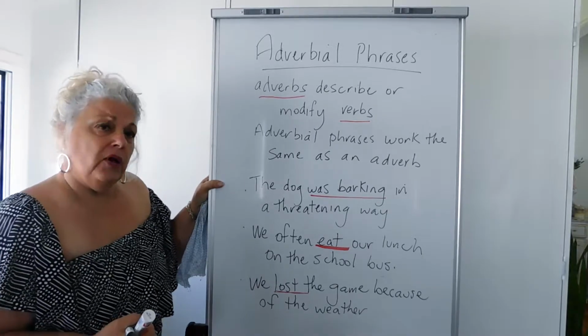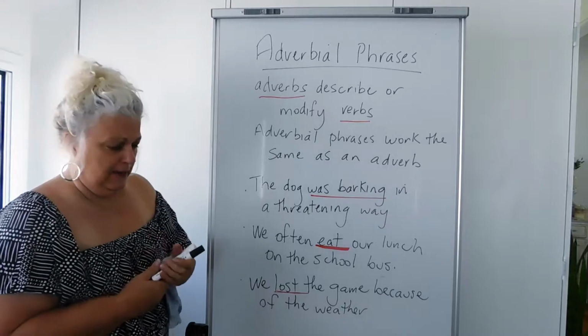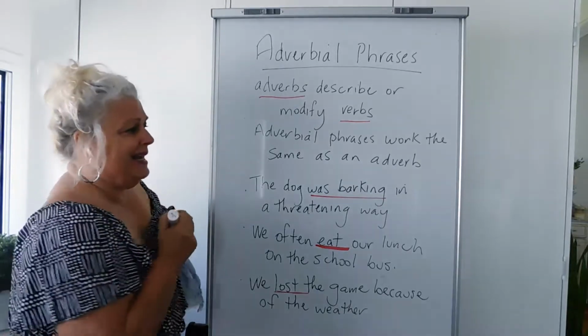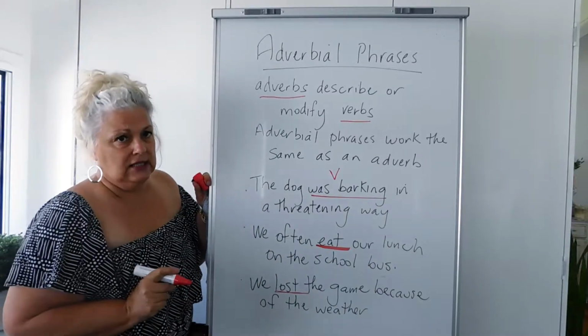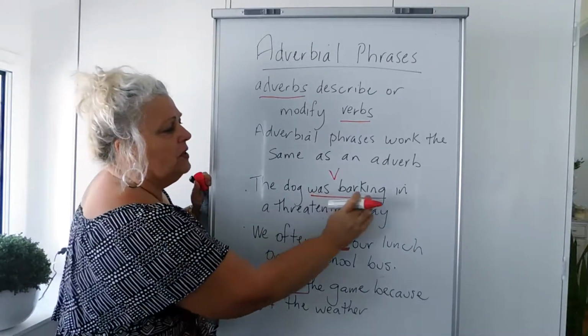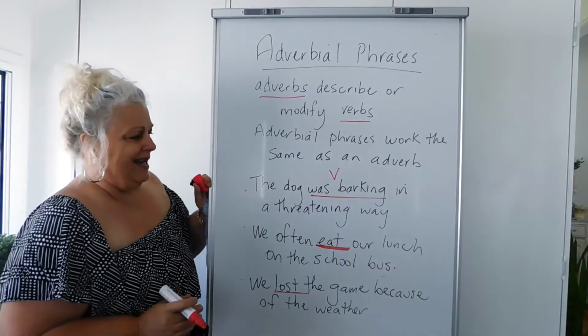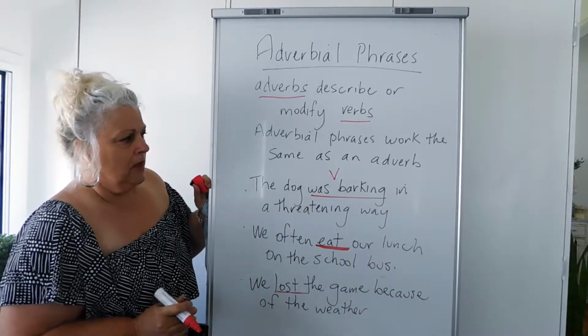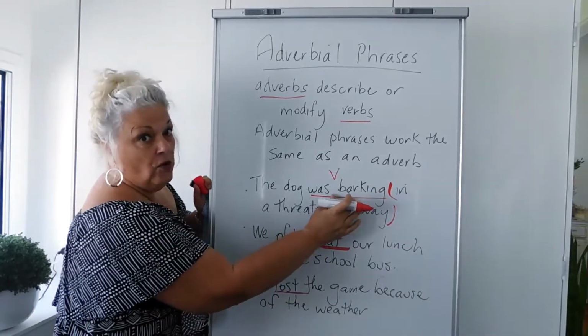The first example I have is: the dog was barking in a threatening way. Was barking is the verb. That's the action in the sentence. This is an auxiliary verb that goes with this part, two parts to the verb. The dog was barking in a threatening way. In a threatening way describes that verb.